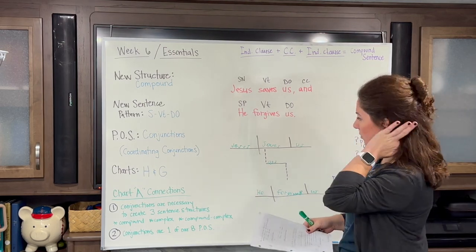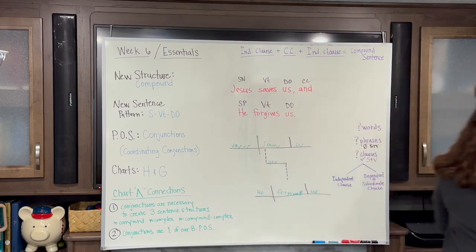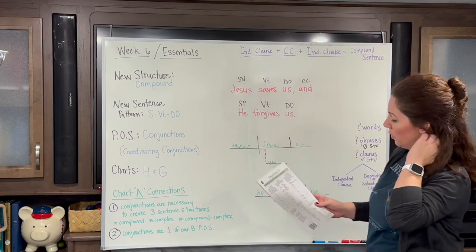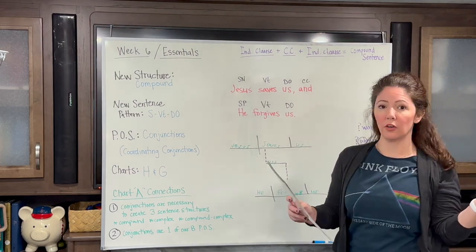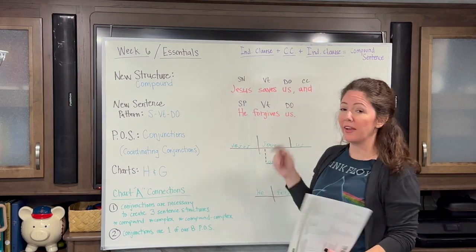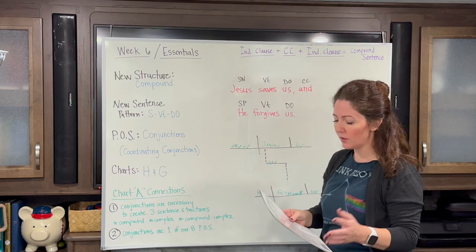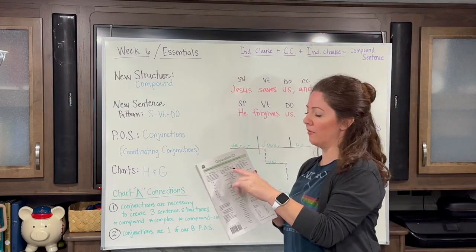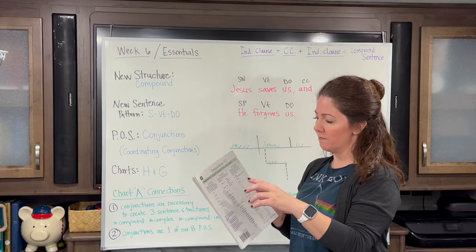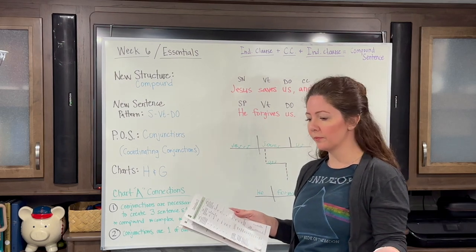Was there anything else that I wanted to go over? I guess the only other thing is we can go over our other conjunctions. Since we're doing coordinating conjunctions, our FANBOYS, that was our main focus today with our compound sentence structure. But if you're looking at your chart H, we also have correlative conjunctions and subordinating conjunctions, and they all have little songs and tunes. For correlative conjunctions, it goes like this. Do you remember this song?